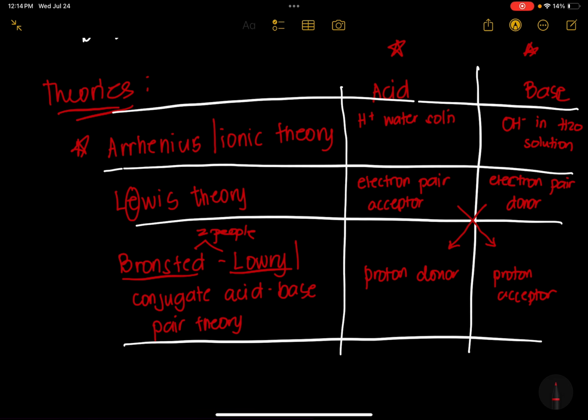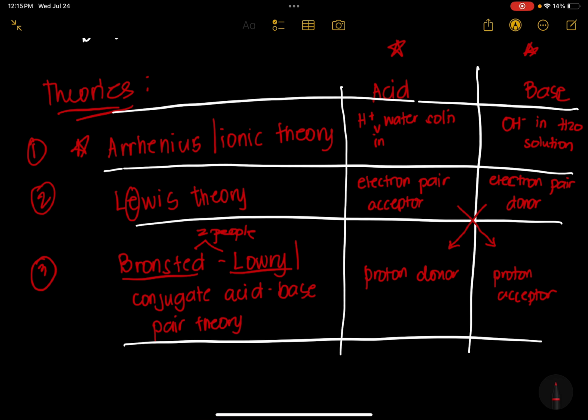Again, there are theories about acid and base. We have three: number 1 is Arrhenius, number 2 is Lowry, and number 3 is Lewis, and then number 3 is Bronsted-Lowry. So, Arrhenius says acid yields hydrogen in water solution. Arrhenius also says base yields hydroxide in water solution. So it's a straight fact. Just memorize it.